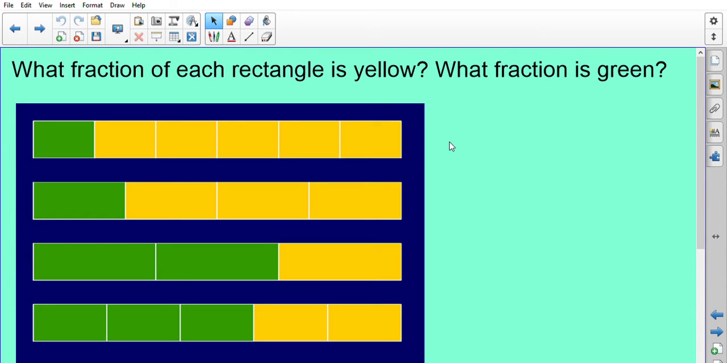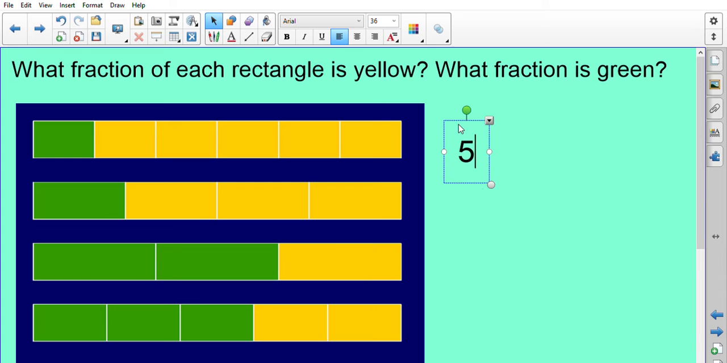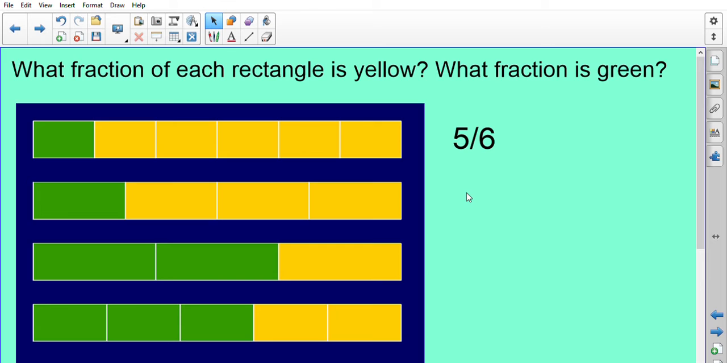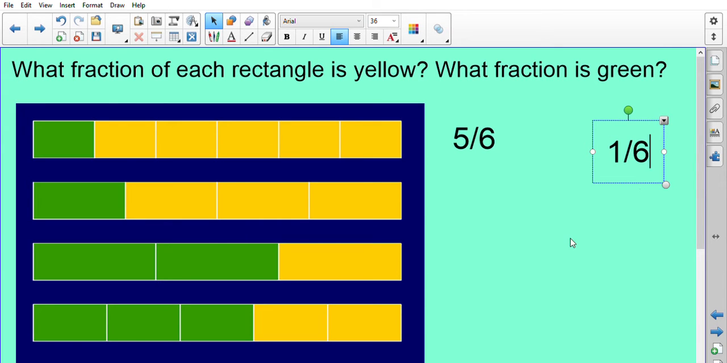So let's have a look here. We've got some pictures of some different rectangles and think about what fraction of each rectangle is yellow. So if we start at the top here, how many equal parts is this rectangle being divided into? We've got 1, 2, 3, 4, 5, 6. That's our denominator, 6. How many of them are yellow? We've got 5, so that means it's 5 out of 6 are yellow. So I'm going to move that there next to it, which means that we've got 1 out of 6 that's green. So I'm just going to write that next to it, 1 out of 6.